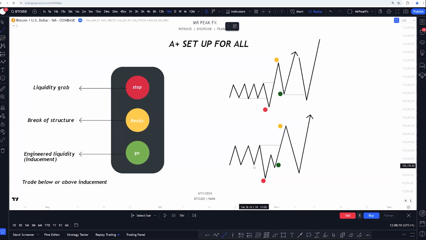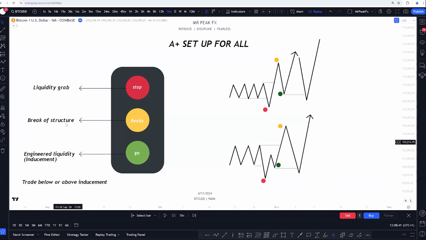So this is your stop, ready, and go. Please, the go, which is the green, is not you buying, it is you identifying where inducements are. So you cannot trade below or above that. This is a basic example of how it appears. It's now left for you to align it with structure, know where you are trading from and know where you are trading to. All right, so this is a simple A setup.